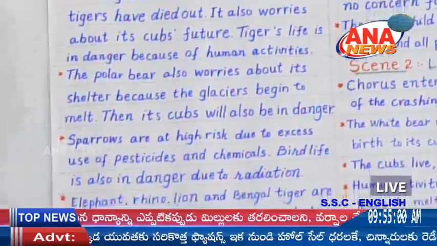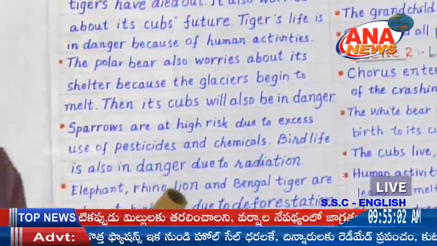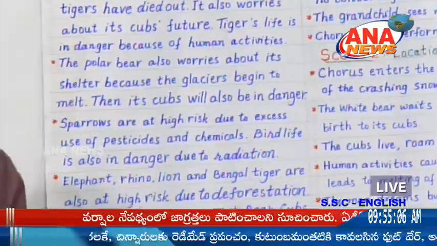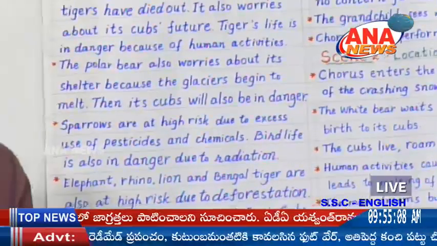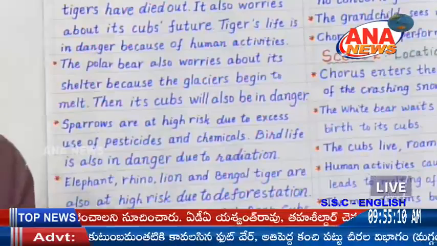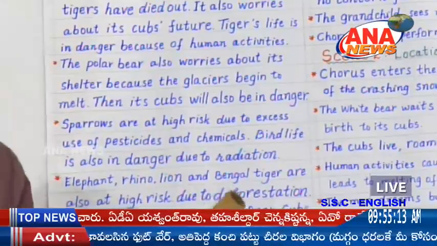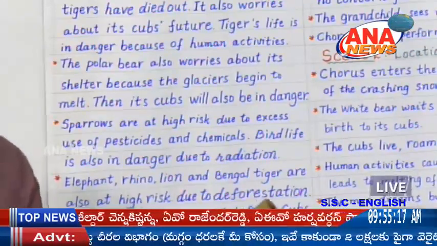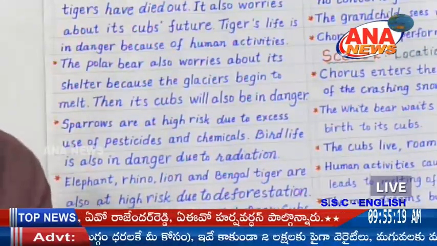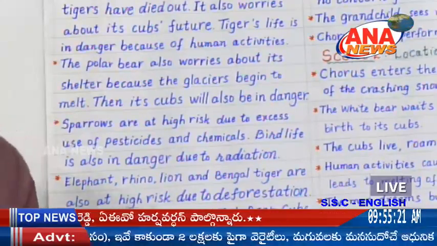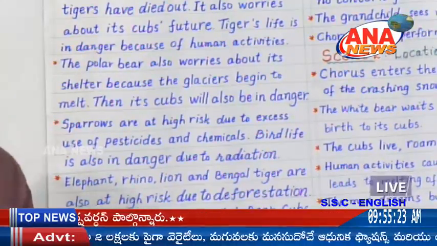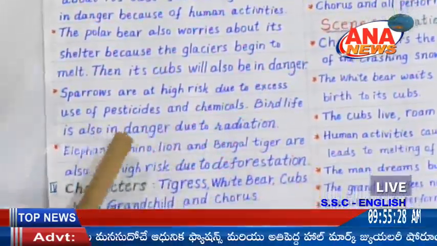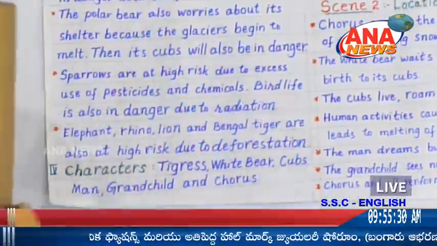Sparrows are at high risk. We know very well, in the olden days, before we used this technology and modern mobile phones, we used to enjoy the company of birds. Sparrows, little birds. Now there are no more because of excess use of pesticides and chemicals in agriculture and radiation of mobile or cell phone towers. So sparrows' life is in danger. Bird life is also in danger due to radiation.